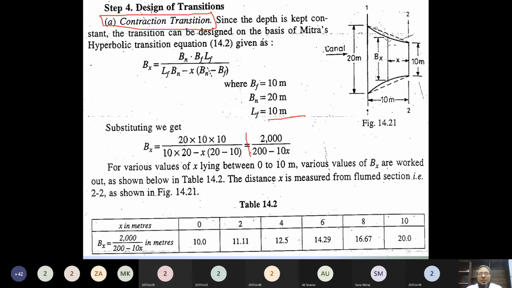Now the Bx equation we have simplified in terms of this, and just put the value of x, you will get the value of Bx. Then we can make this table, maybe 0, 2, and the maximum length of the transition is 10 meter. So you will compute the Bx. See, at zero distance you get the same 10 meter, which is the width at the transition here. Then we are going ahead in this direction. All right, we cannot go in this direction. This is always from the flume section. So at 2 meter, it is 11.1. At 4 meter, 12.5, at 6 this, at 8 it is 16.7, and at 10 you will compute, you will get exactly 20 meter. So this is how you can compute the width of the transitions.